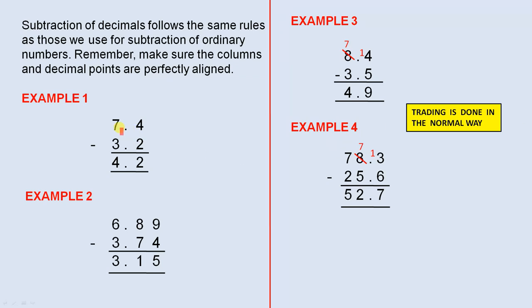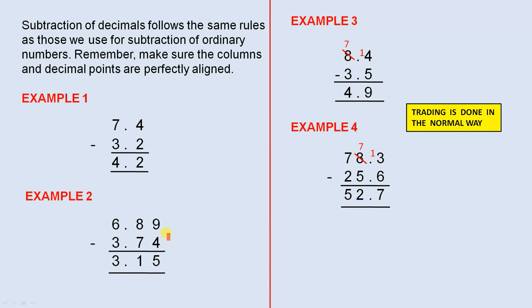So for the first example we have 7.4 take away 3.2, so we always start from the right hand side. 4 take away 2 is 2, 7 take away 3 is 4, and the decimals are perfectly aligned, and so are the columns. And we do that for every example.